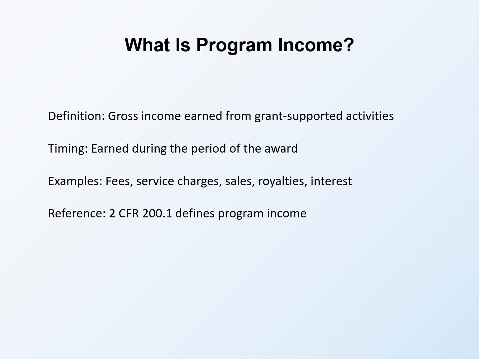The definition has specific elements that determine whether revenue qualifies. Program income is gross income earned by the recipient directly generated by a grant-supported activity or earned as a result of the federal award during the period of performance. The key elements are that the income is directly generated by or results from grant-supported activities and occurs during the award period. Timing matters for the definition.